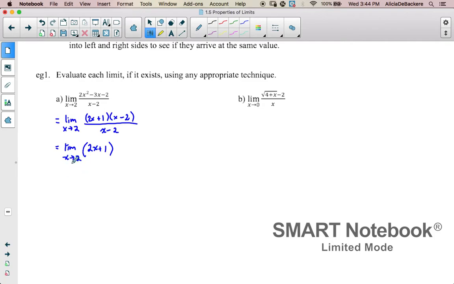So now that I've gotten rid of the denominator, I can do direct substitution. I'm going to plug the 2 right in there. And I get the answer 5.